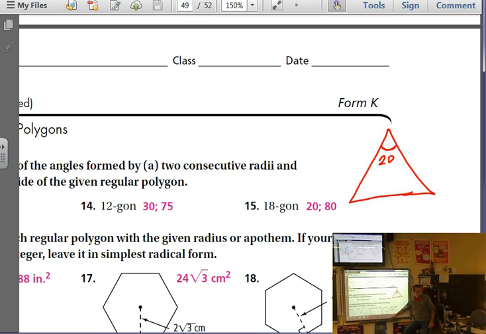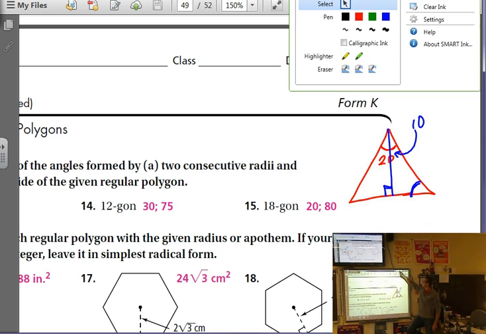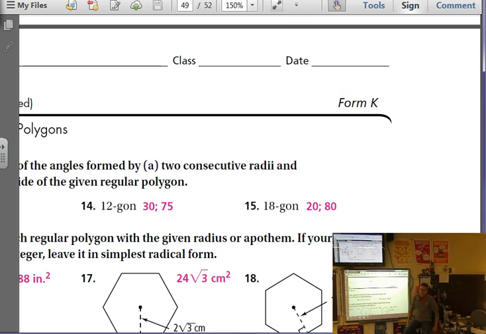Then if I drop my altitude or an apothem, that cuts that in half and makes that angle 10. And the radius goes to the vertex, to the edge. Well, I know that my apothem meets at a 90 degree, so this has to be the complement, and it's 80. Okay. Does that make sense? Yeah. So really just think about one of these slices of the polygon.